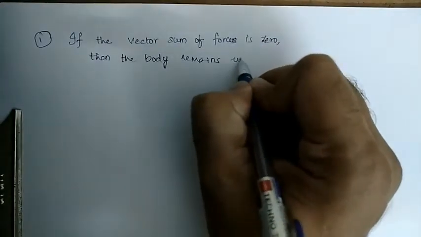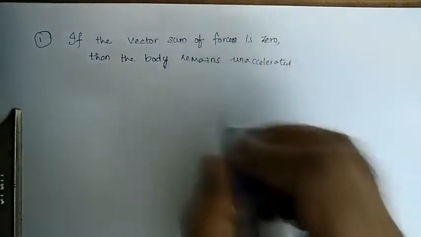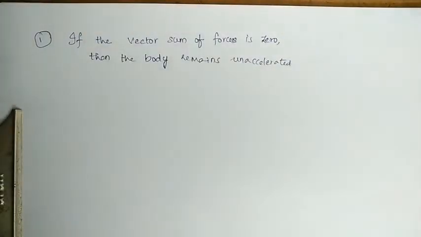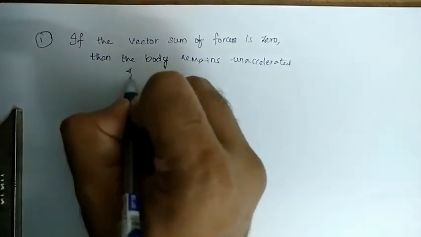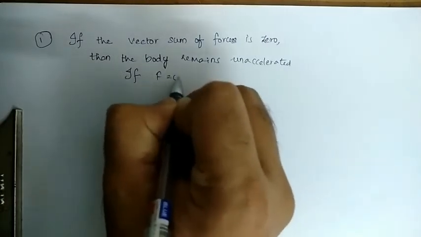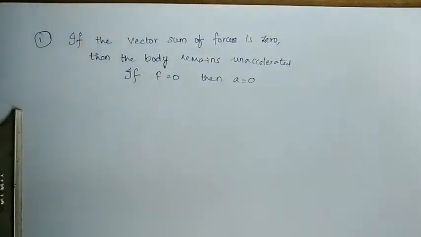The body remains unaccelerated, which means that the body will not have any kind of acceleration. If I put this into equations, if F is equal to 0, then a will be 0. This is what is meant by Newton's first law of motion.